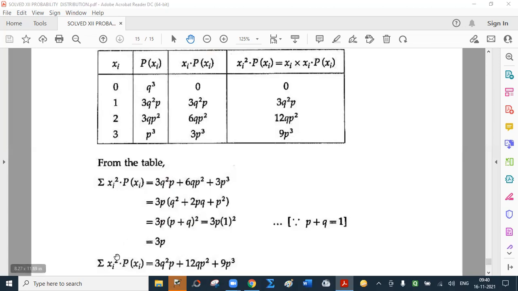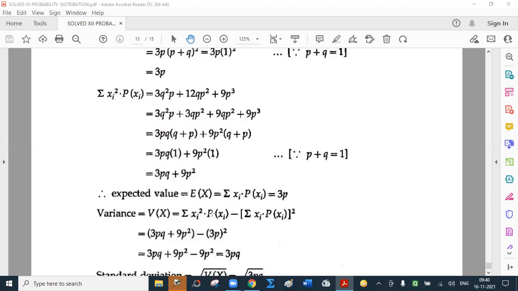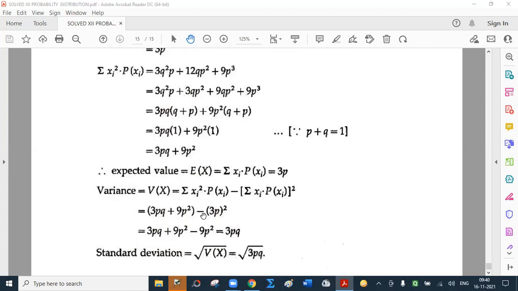So 3p. And what is sigma x square p of x? Add this. So same logic. Take 3pq common from these terms to get q plus p, which is 1. Take 9p square common to get again p plus q, which is 1. So sigma x square px comes out to be 3pq plus 9p square. So what is the expected value E of x? Sigma xpx, that is 3p. And variance is, substitute the values, simplify to get 3pq. Now what is standard deviation? It is positive square root of variance. So root 3pq. This is an important sum.